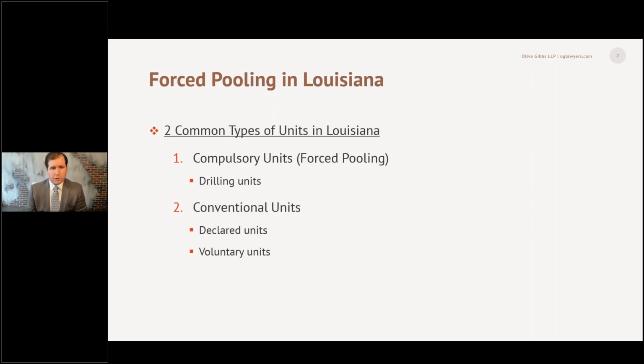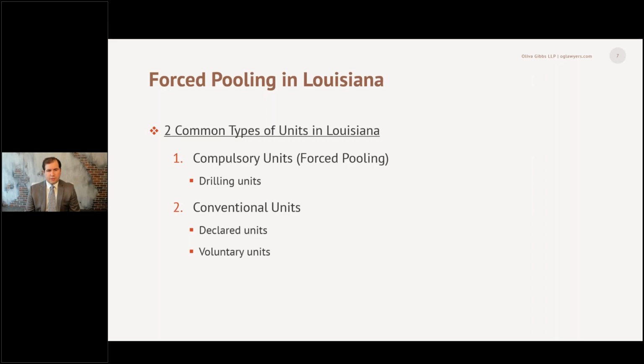Forced pooling is generally going to be referred to as compulsory units. In Louisiana, there are generally 2 common types of units. You generally have what's referred to as compulsory units, which are going to be the forced pooled units. Then you also have conventional units. The compulsory is mainly what we'll focus on today, and that's going to be established by the Commissioner of Conservation, generally as to just a particular formation or interval, covering generally just a section of land, so generally a 640 acre tract of land.